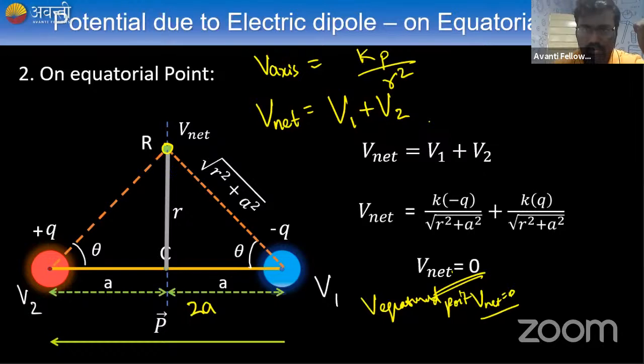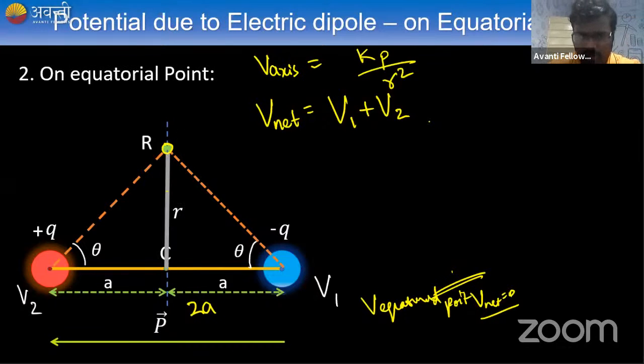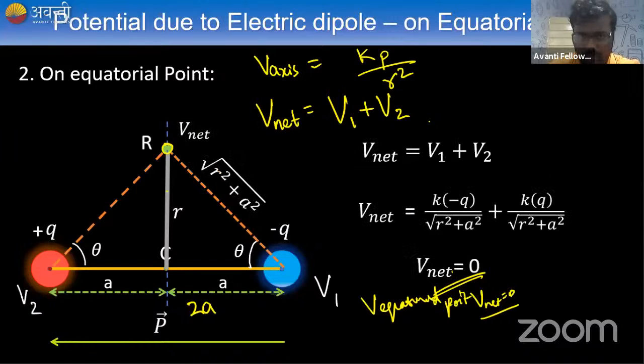I think I have drawn this. There was no line between C and R, now I'll consider a line between C and R. This is my dipole distance. The net potential at this point R will be the potential due to the minus Q charge plus the potential due to the plus Q charge. Not only at this point, if you consider any point on this line, my net potential will be zero at all points at the midpoint. So you get an equipotential surface here.